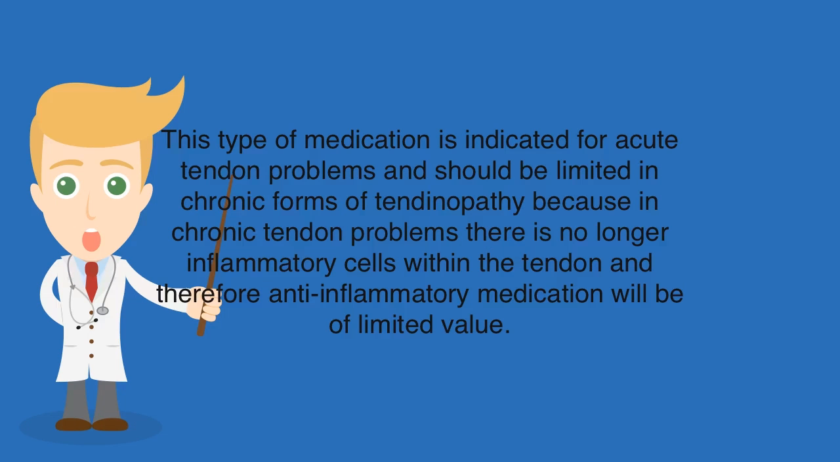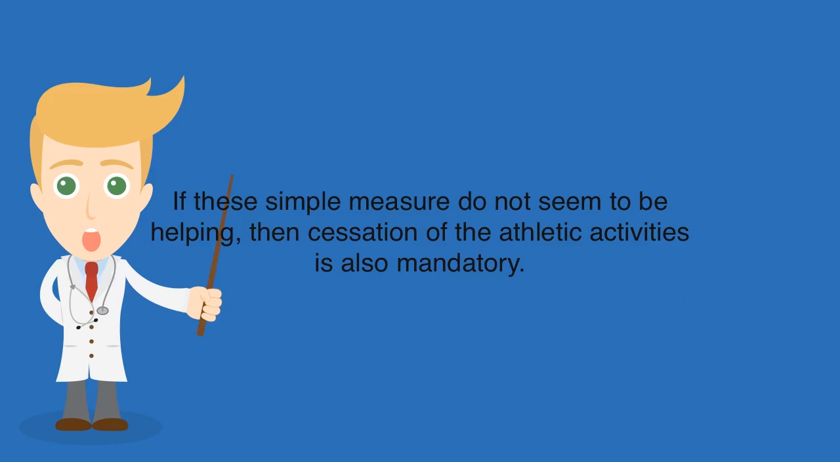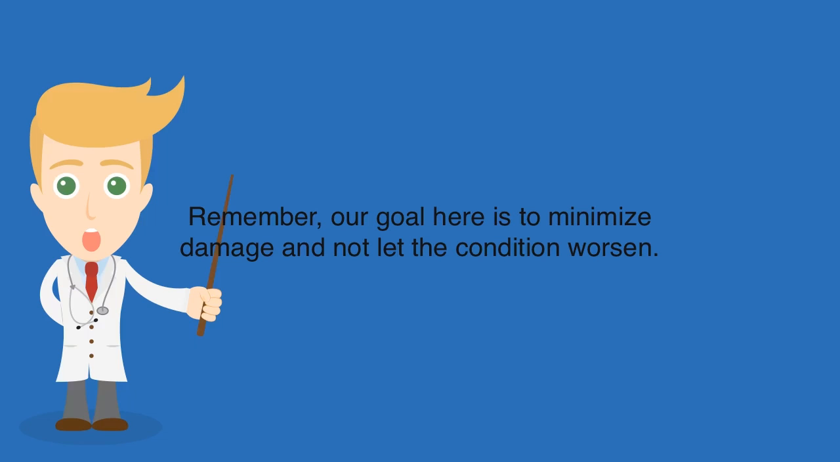This type of medication is indicated for acute tendon problems and should be limited in chronic forms of tendinopathy, because in chronic tendon problems there are no longer inflammatory cells within the tendon and therefore anti-inflammatory medication will be of limited value. If these simple measures do not seem to be helping, then cessation of the athletic activities is also mandatory. Remember, our goal here is to minimize damage and not let the condition worsen.